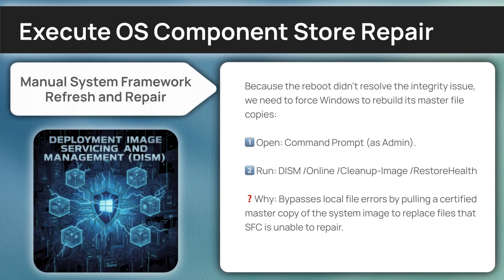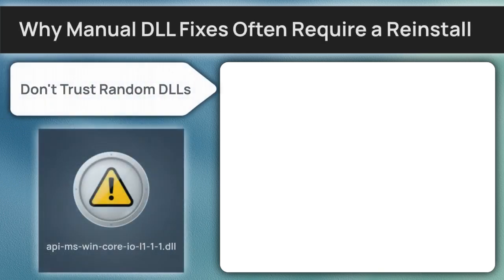Why are we doing this? Well, it bypasses local file errors by pulling a certified master copy of the system image to replace files that SFC is unable to repair. Before you proceed, let's touch on the essential safety standards for handling shared library files.